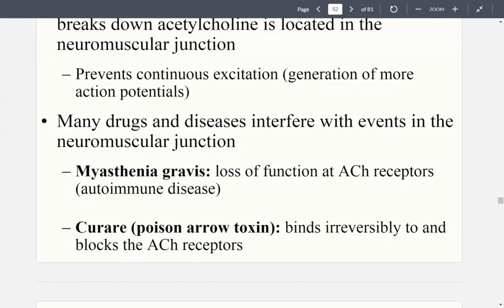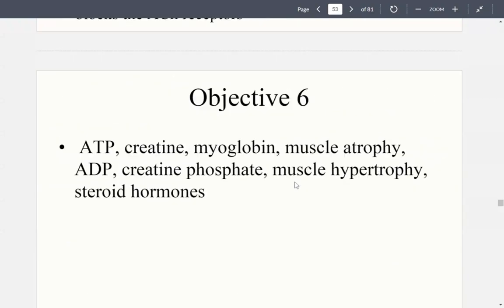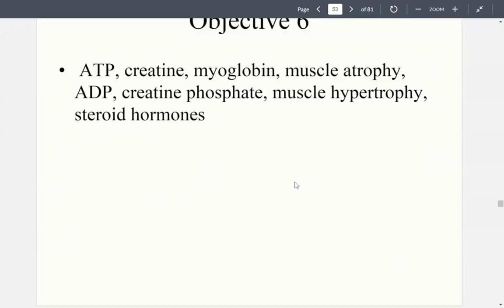When it binds, it blocks the acetylcholine receptors, meaning acetylcholine cannot bind, meaning the sodium channels cannot open. Which means we can't have an action potential, which means we can't have a contraction.